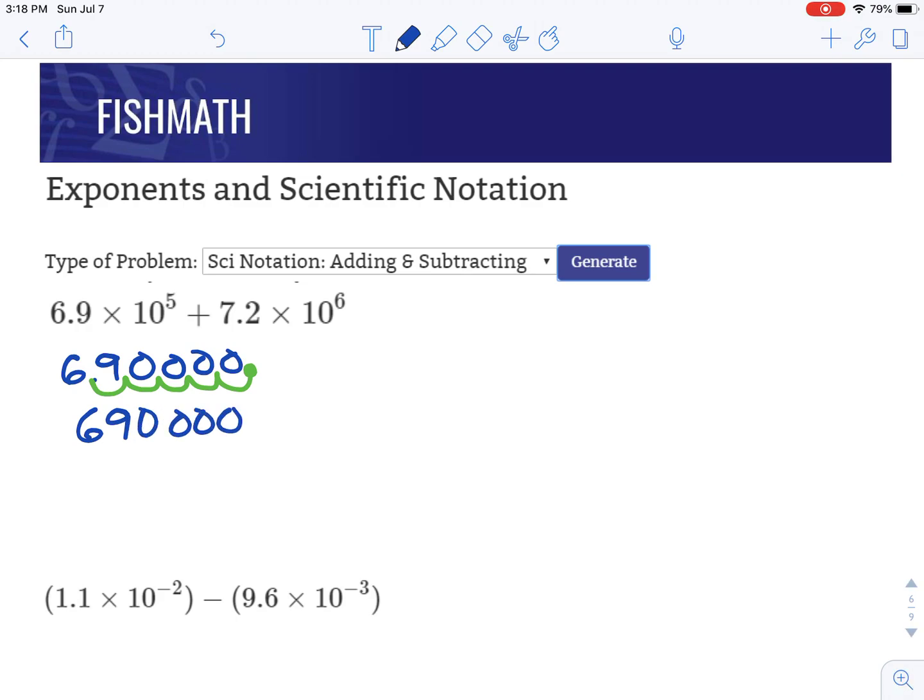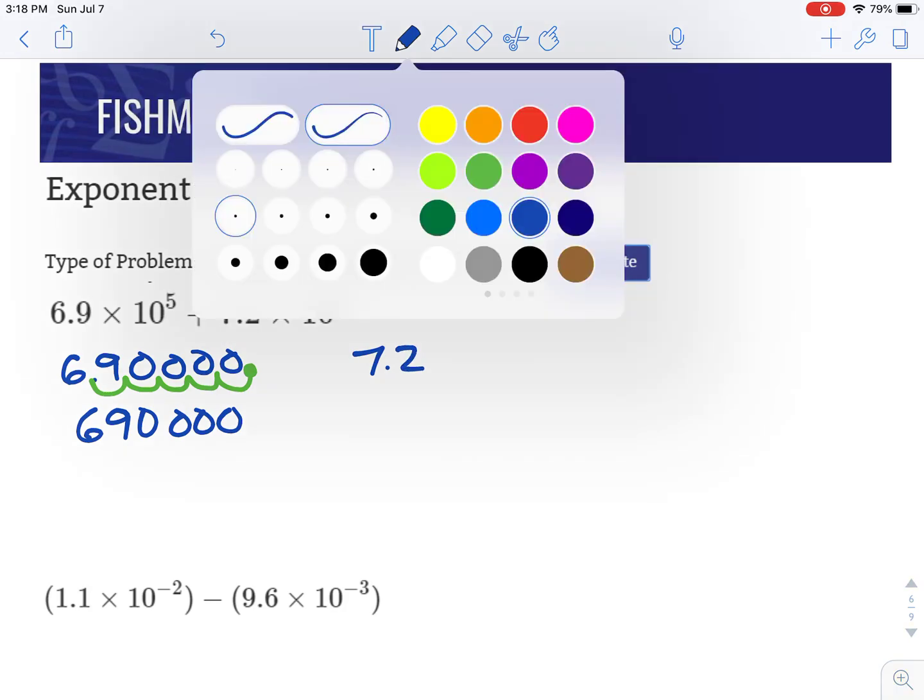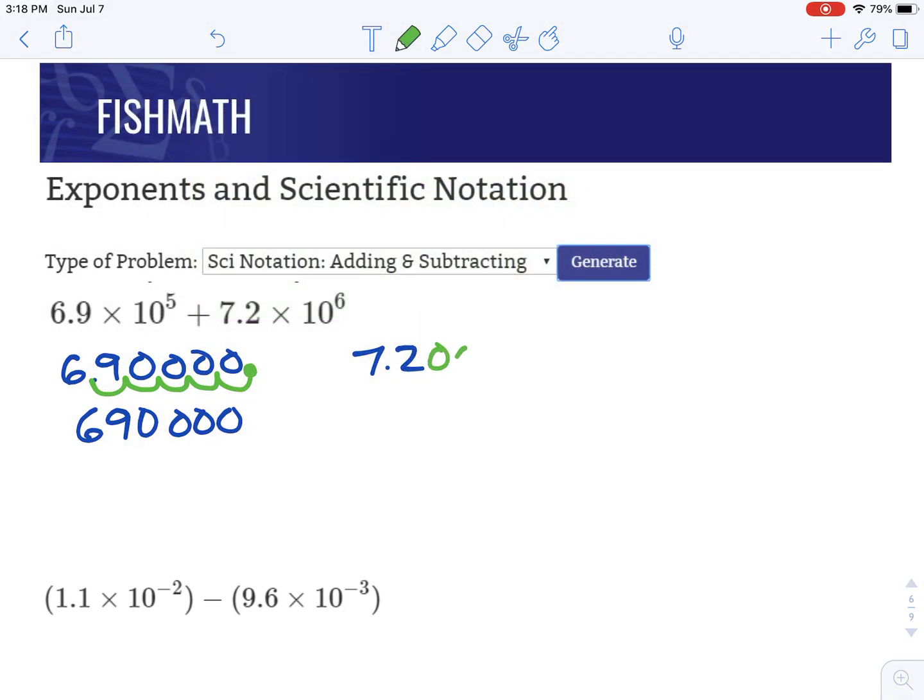And for the second one, it's 7.2 times 10 to the 6. So we're going to move the decimal 6 to the right. I'm going to add a whole bunch of zeros on here, and we're going to move that decimal 6 times. So 1, 2, 3, 4, 5, 6. This number looks like it's 7.2 million.